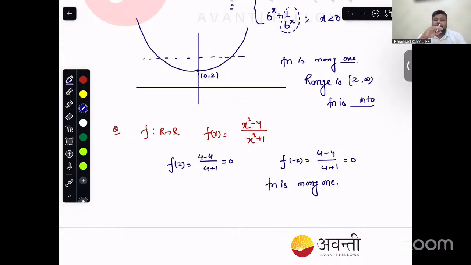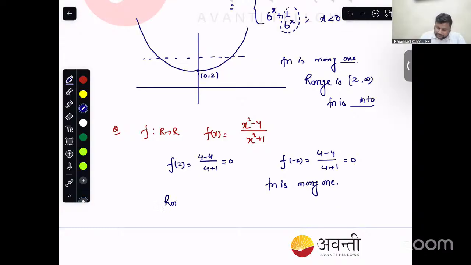Power of numerator is also power of denominator. So since the denominator is never going to be zero, this function will never approach infinity. Am I correct or wrong? If it is never approaching infinity, its range is definitely not R. Whatever the range is, but range is not R.